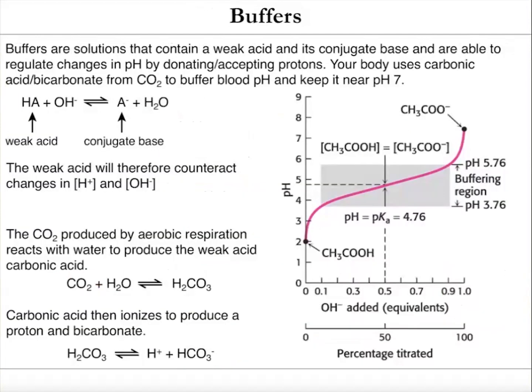And so buffers are very important solutions in biochemistry. These are solutions that you can either make or that are present in your body that contain both a weak acid, an acid that doesn't lose its proton very easily, mixed with a conjugate base. This buffers the ability for the pH to change in that solution. If you add a base to the solution, that weak acid can donate its protons to it. And you also have a conjugate base, so if you increase the amount of protons, that conjugate base can accept those extra protons and counteract those changes in acid and base.